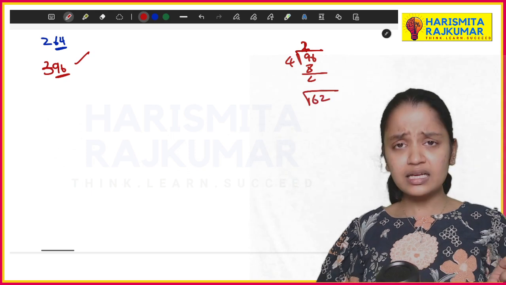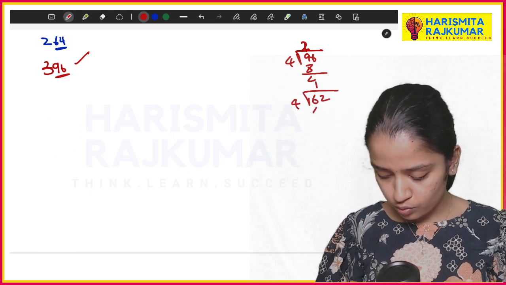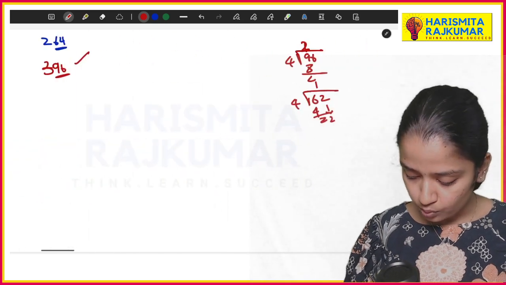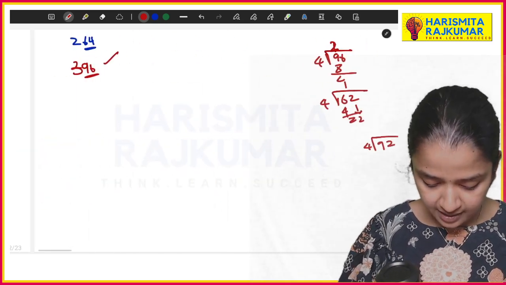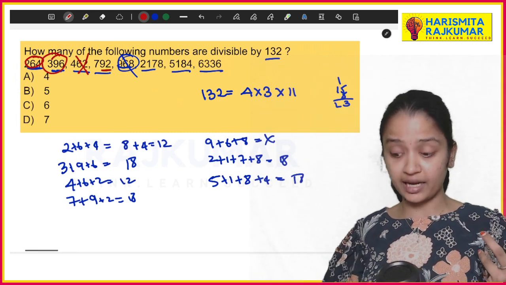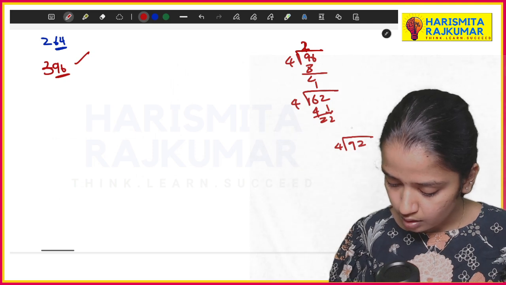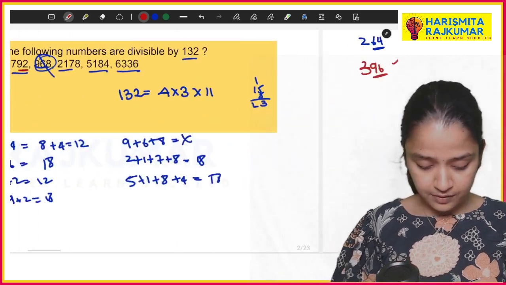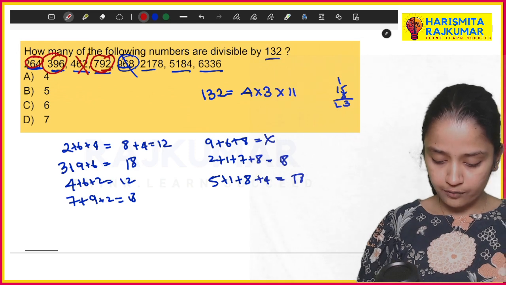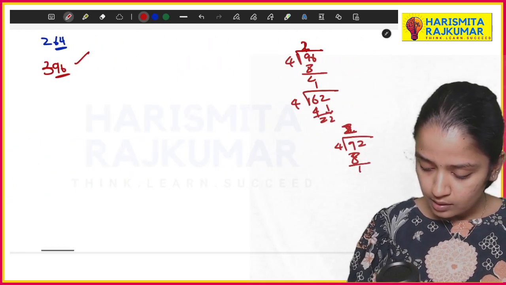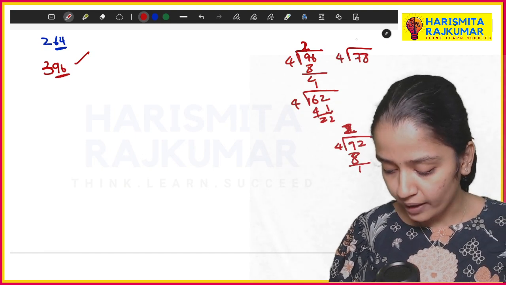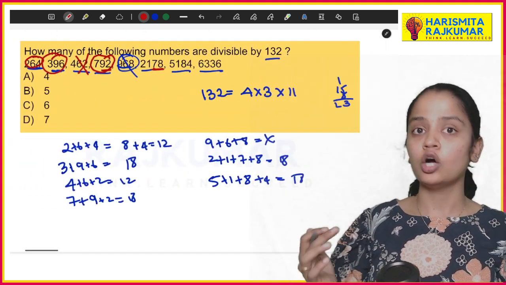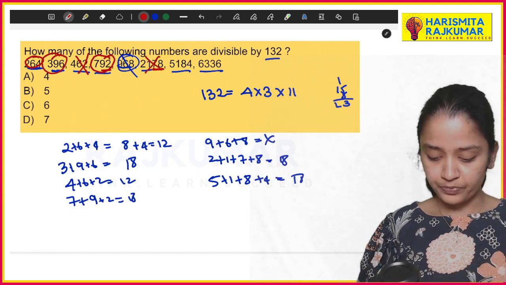Now 62. Is 62 divisible by 4? No, it is not divisible by 4. So let's avoid this. Next one, 92. The last 2 digits are 92. So when you check, 4 2s are 8. So this is divisible. Okay, now you have to check the last 2 digits of this, 78. 78 by 4: 4 1s are 4, balance 3, 38. So 38 is not divisible by 4. So this is also not there.